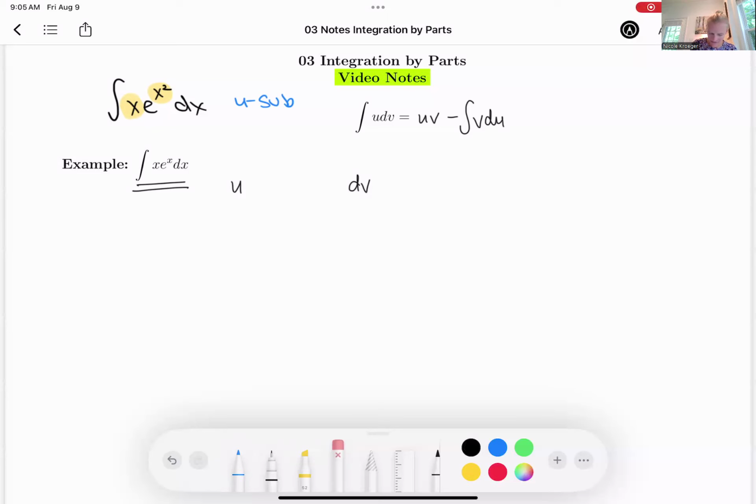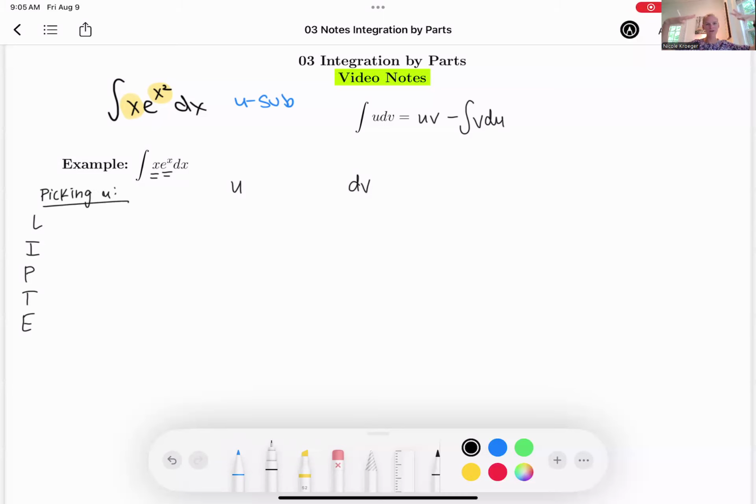So in this case, we have to pick our u and our dv. Probably one's going to be x and the other one will be e to the x, and we have to figure out which one's which. This is where we have LIPTX. Let me write this over here. So LIPTX helps us pick our u. This is for picking u.